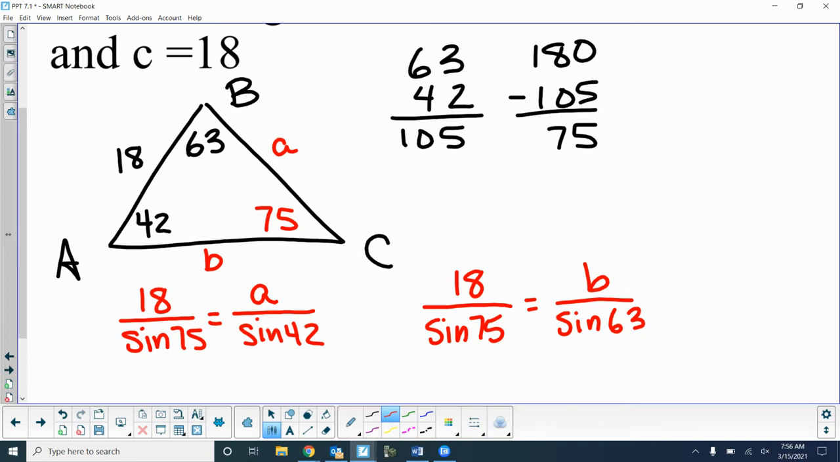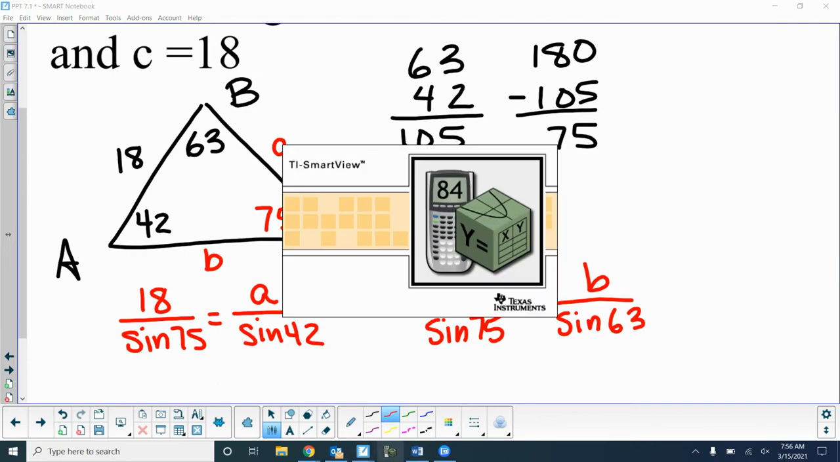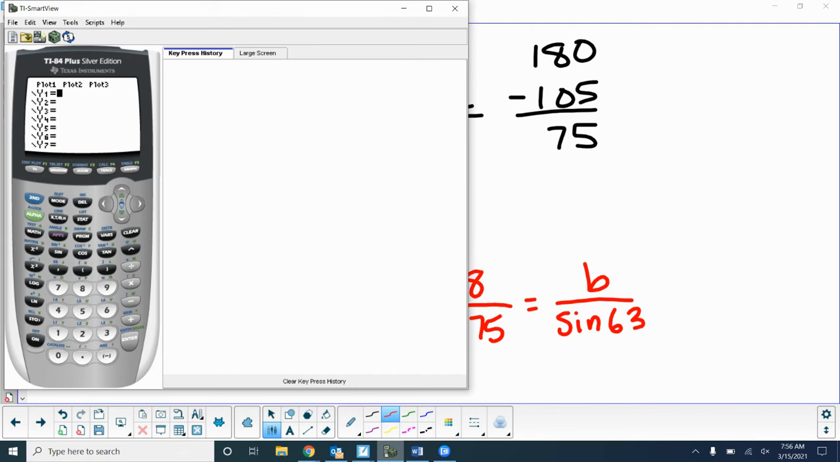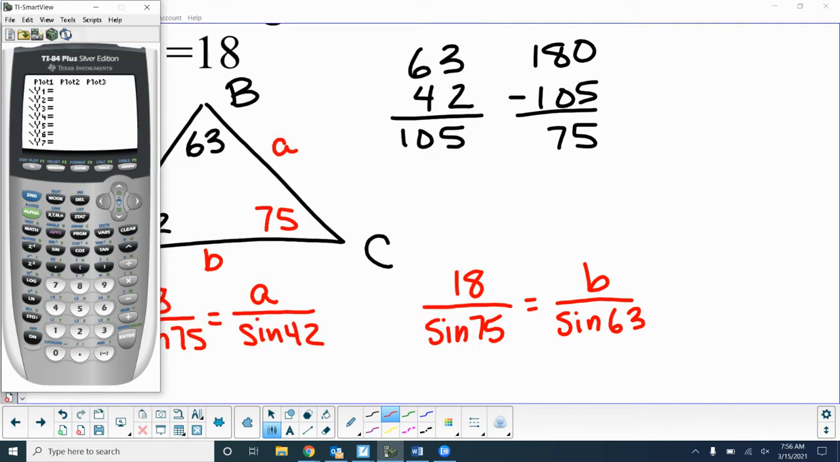Okay. So now, when you do this, you got to use your calculator to make sure you're in degree mode. Again, you don't need a graphing calculator for this. If you got a scientific one, those little ones will work also.